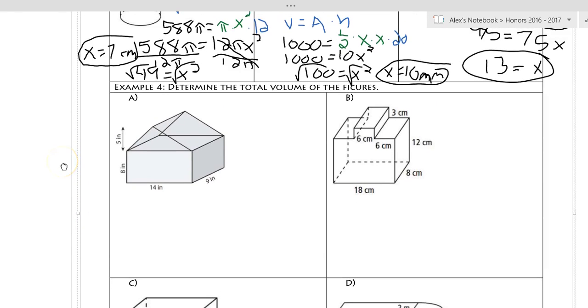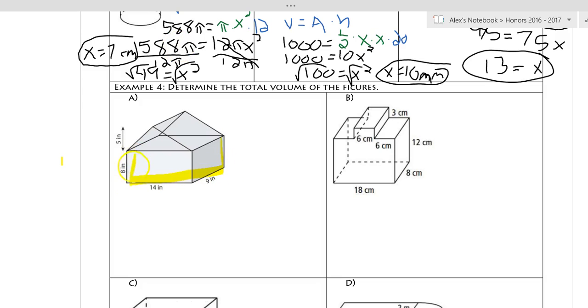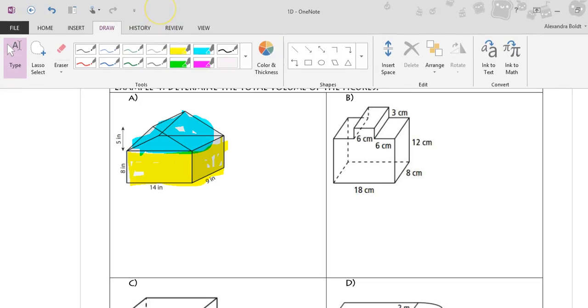All right, looking at our next examples. Now these are complex figures, so we're finding more than one thing. So if I look at A, the first thing I see is I have this big box. So I have a big box, and then I have a pyramid on top of it.